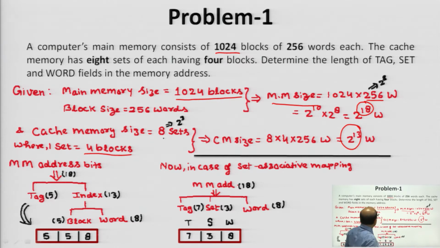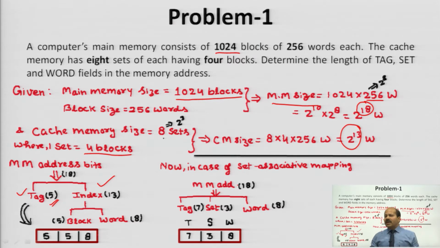Now, the next part is we have to determine the length of tag, set and word fields in the main memory. As we know, the main memory address bits are divided into two parts, that is tag part and index part, where index is equal to the size of cache memory. So, index will become 13, because cache size comes as 13 bits. The remaining bits, that means 18 minus 13, will be equal to 5. So, tag size will be equal to 5 in this case.